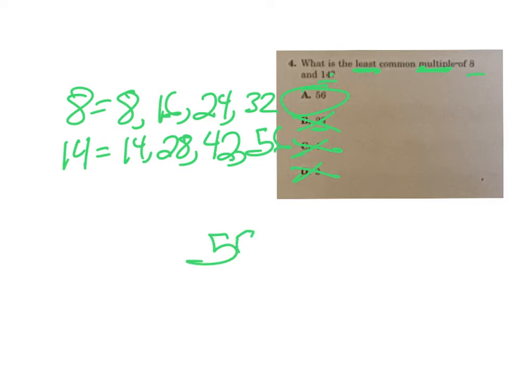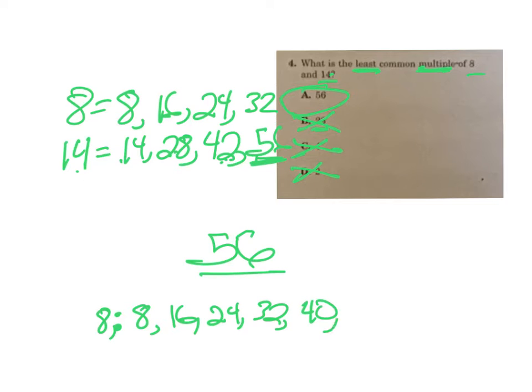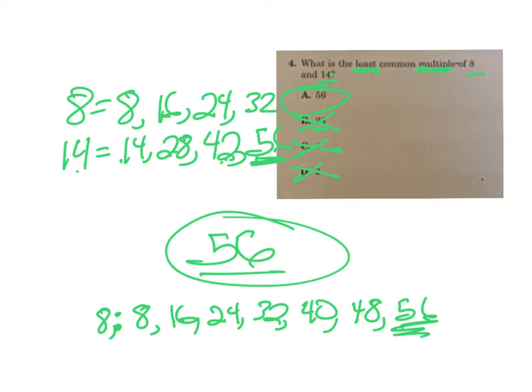Now I'm going to check that. I see right here that 14, 28, 42, 56. That one does work. Now 8 equals 8, 16, 24, 32, 40, 48, 56. So that is also a multiple. So that's the first common multiple of 8 and 14, commonly referred to as LCM. You will need to understand and know how to find the least common multiple.